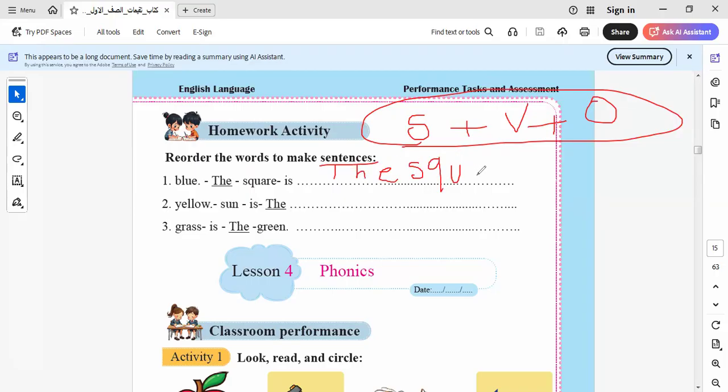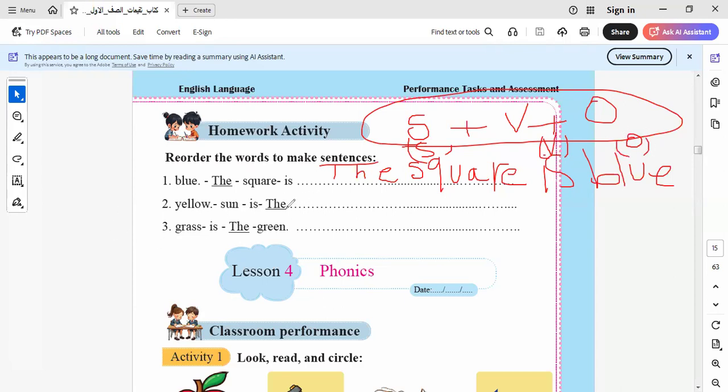Where is the verb? Can you search for the verb? It will be here is what? Is blue. So here is subject, verb, object. So here is the component of sentence. Here is subject, here is verb, and here is object. Okay, now we know the component of sentence. Let's go to another one.